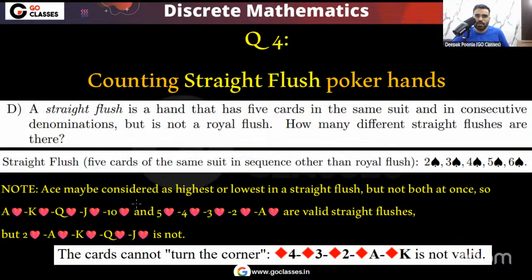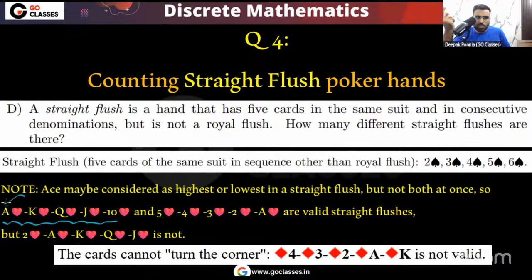What this is saying, for this straight flush, for this particular question, this note is given to you. So read this. Ace may be considered as the highest or lowest in the straight flush, but not both at once. What do they want to say? They want to say that in the straight flush, you can consider ace as the highest. For example, look at this.